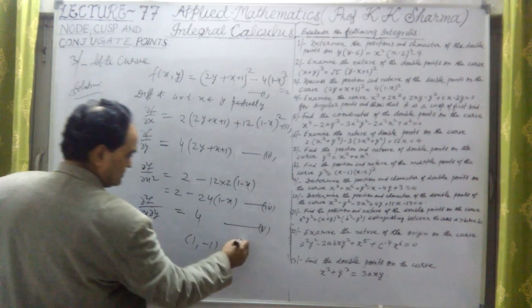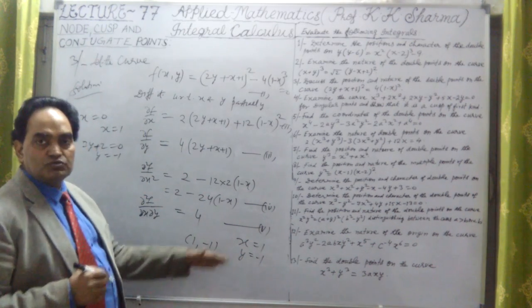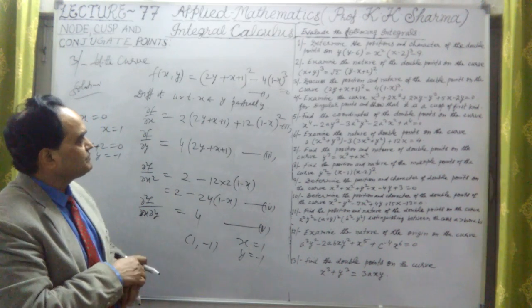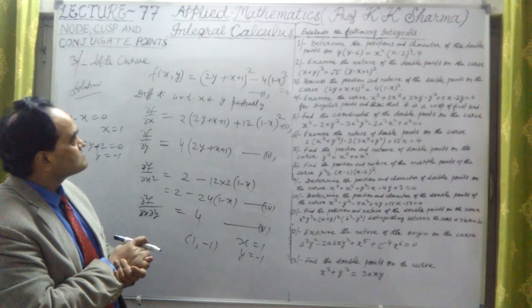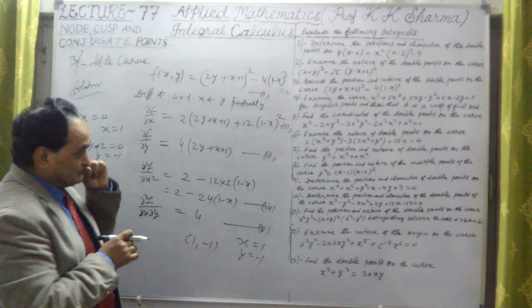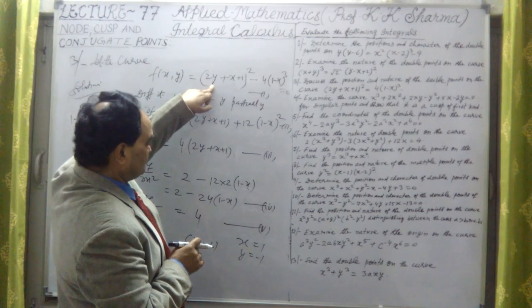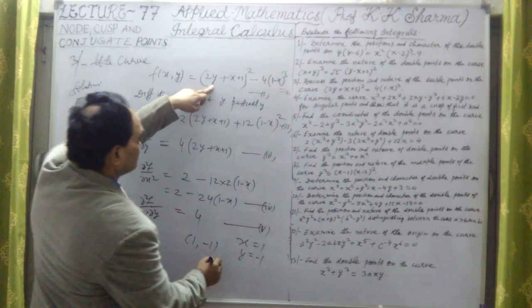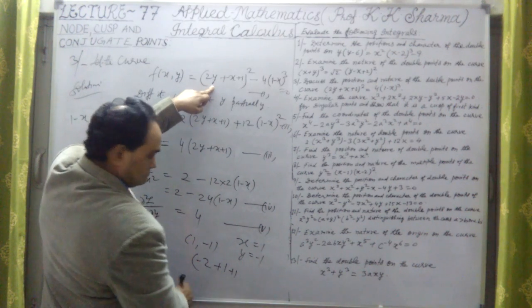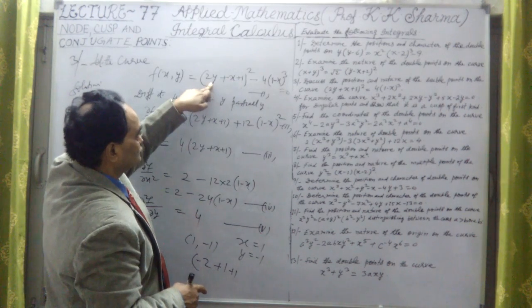X is 1 and y is minus 1. Solving these two equations, we have calculated x equal to 1 and y equal to minus 1. So there is only one point possible. Now is this point satisfying the given equation or not? Let me check it. Okay, question number third: twice y is minus 2, y is minus 1. It is minus 2 plus 1 plus 1, plus 1 plus 1, 2, this is minus 2, 0.